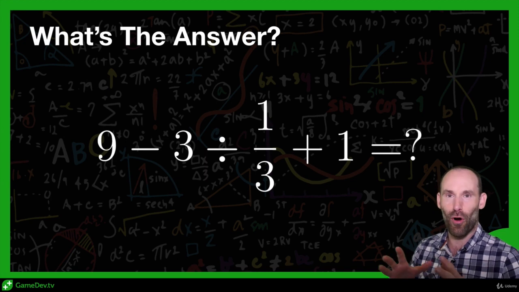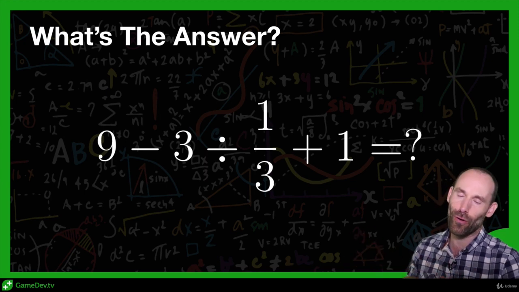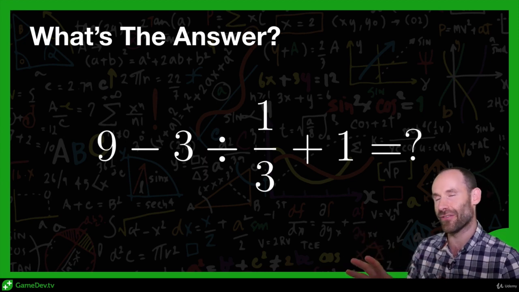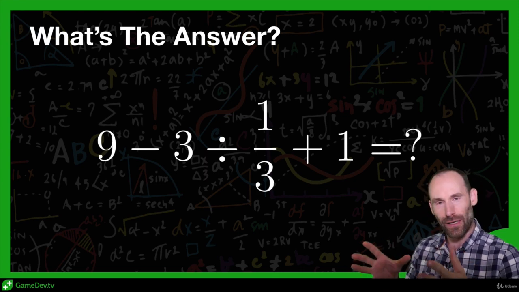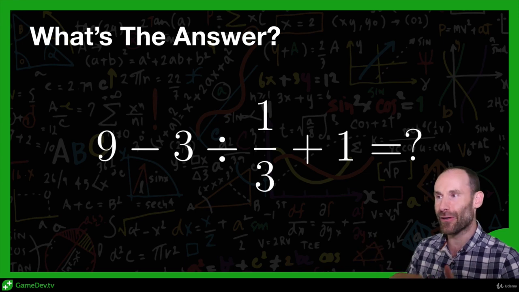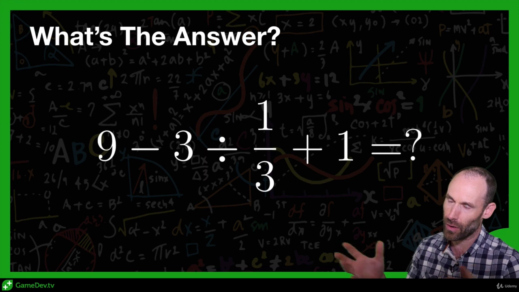So here's a quick pop quiz for you for the end of the lecture. Now, don't spend too long agonizing over this because it's designed to be annoying. The actual question is almost invalid because it's not got enough information in it. We'll see more of that later when we look at brackets and things. But if you take this expression here, 9 minus 3 divided by a third plus 1, what does that equal?